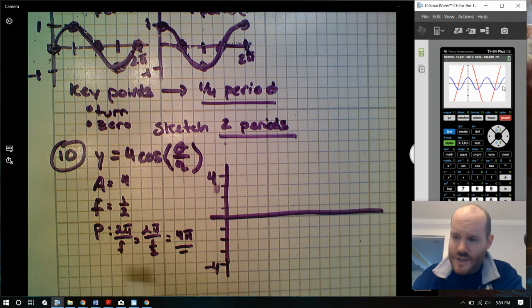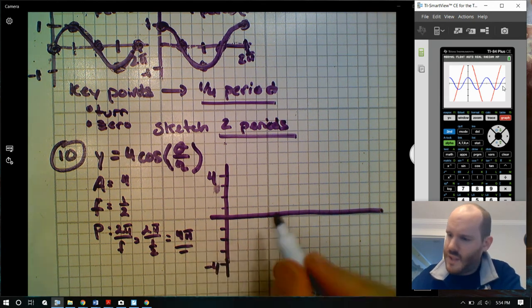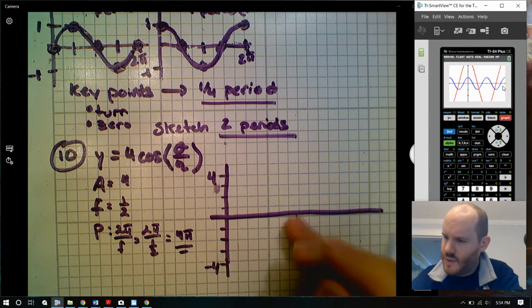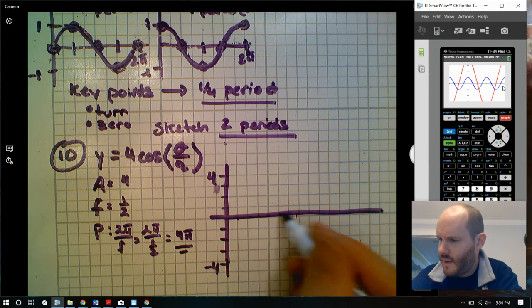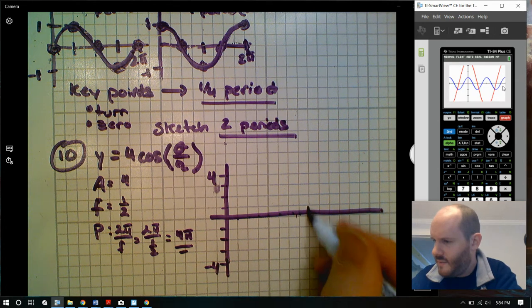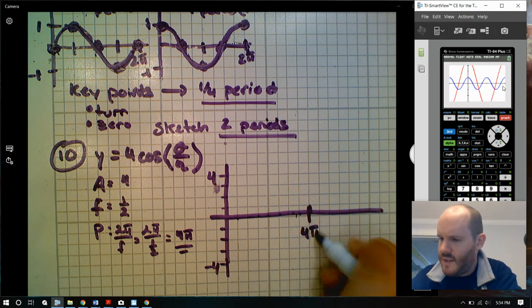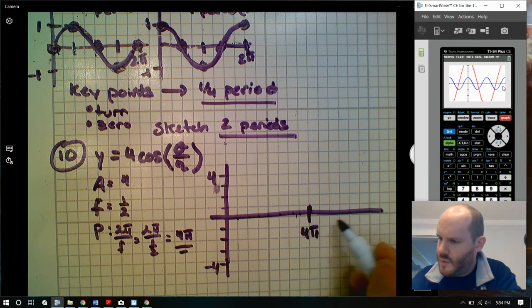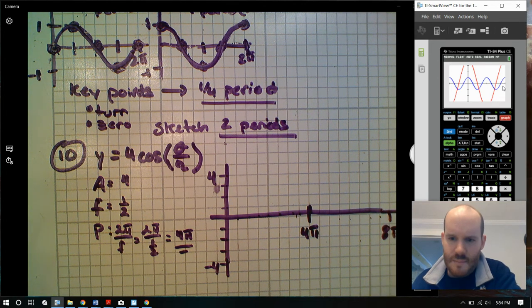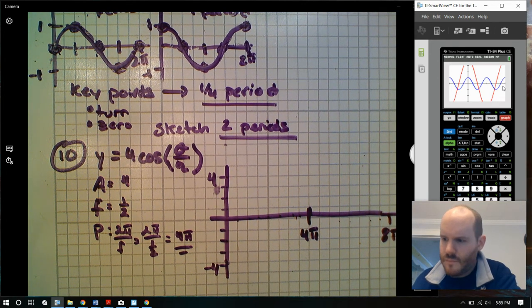The horizontal, because I have a period of 4 pi, I'm just going to go over one period essentially. So I'm going to count out 8 boxes: 1, 2, 3, 4, 5, 6, 7, 8. That'll be the end of the first period. And if I want 2 cycles, I'm going to count out 1, 2, 3, 4, 5, 6, 7, 8 to get my second period in. Okay.